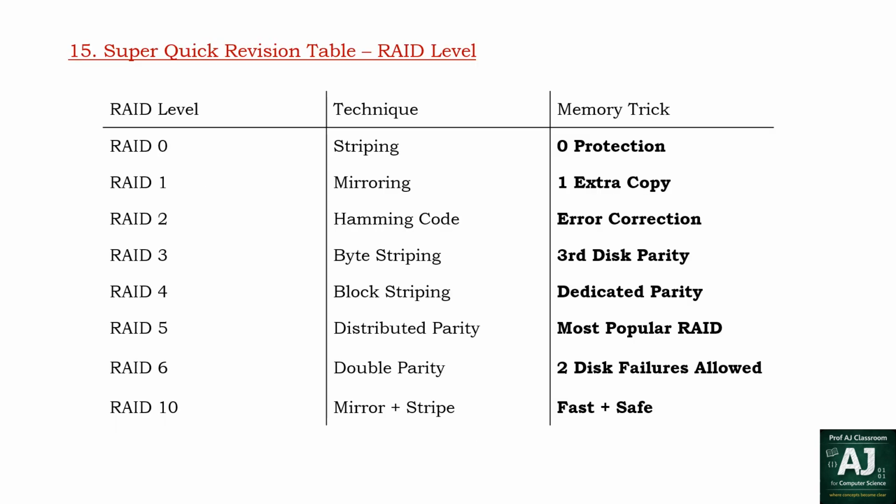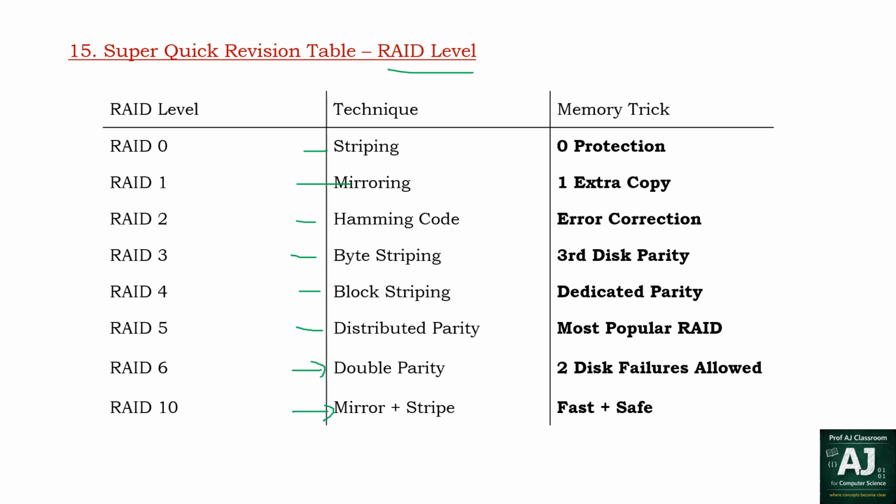Next, quick revision of RAID levels. These RAID levels are also asked in UGC NET as a match the following. First, RAID 0, the technique is striping. RAID 1, technique mirroring. RAID 2 is the Hamming code. RAID 3, byte striping. RAID 4 is block striping. And RAID 5 is distributed parity. RAID 6 is double parity. RAID 10 is mirror plus stripe.